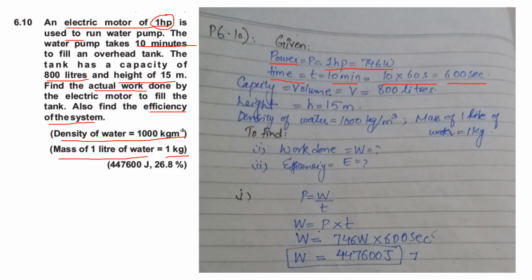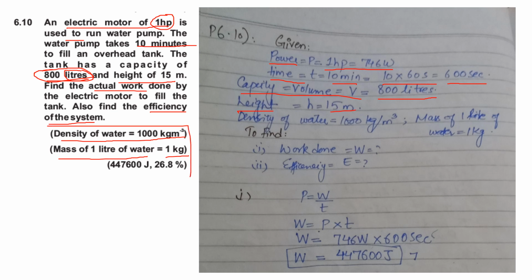Now the capacity of volume that is given over here is 800 liter. It means this is basically the volume of water, right? Because liter is also a unit of volume, right? We measure the water in volume as liter, centimeter cube, or meter cube, right? So the capacity of water is equal to volume, which we represent by V, and that is equal to 800 liters. Now the height is also given over here, that is equal to 15 meter.